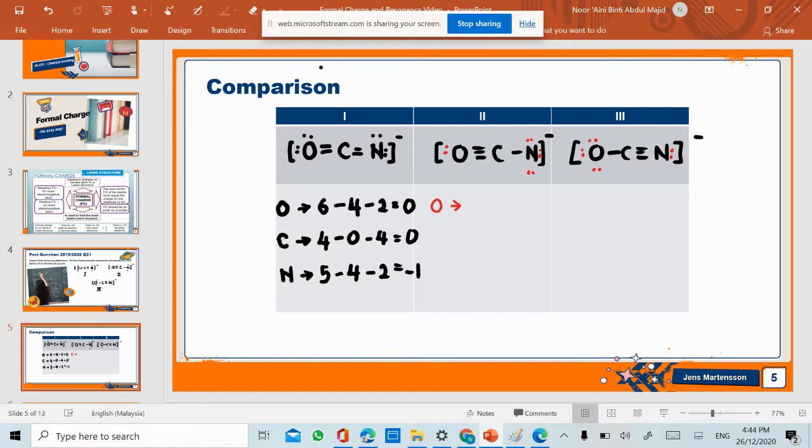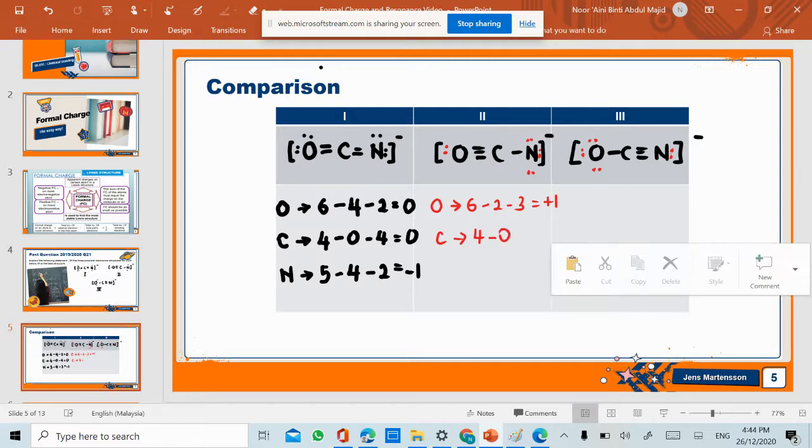Okay, now oxygen. How many valence electrons? 6 minus 2 dots. And then minus 3 dashes. That gives you positive 1. Carbon. 4 valence electrons minus. Do we have any dots around carbon? No. So 0 minus. How many dashes? How many bonds? 1, 2, 3, 4. So 4 minus 4 is exactly 0.